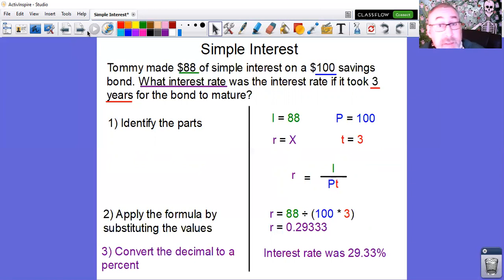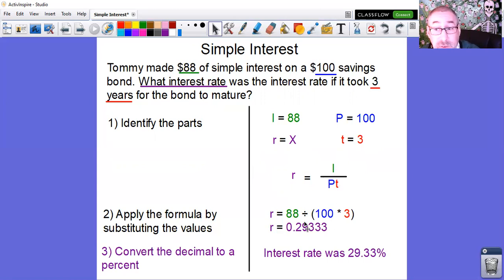So we identify our parts. He made $88 of interest. So that's the interest on a $100 savings bond. So that is our principal. We do not know what the interest rate is. That's our unknown, but it was for 3 years. So we're going to use the formula, I equals PRT, manipulate it. So rate is equal to interest divided by principal times time.